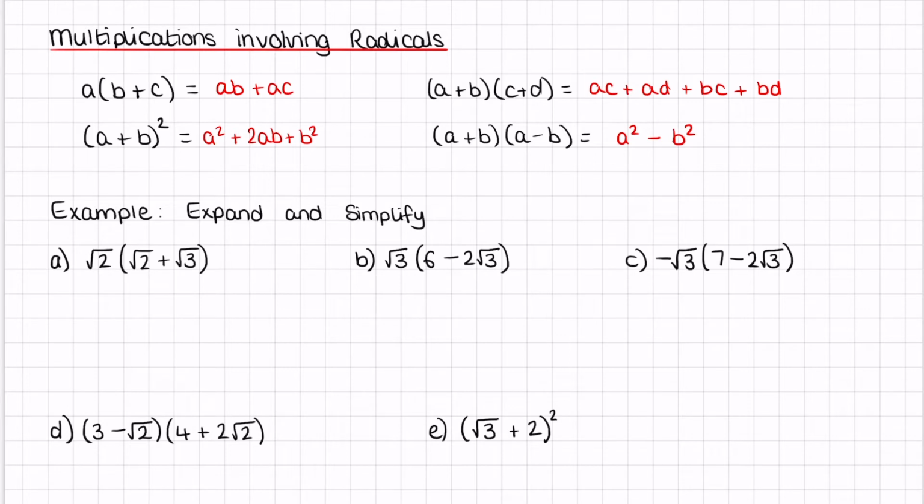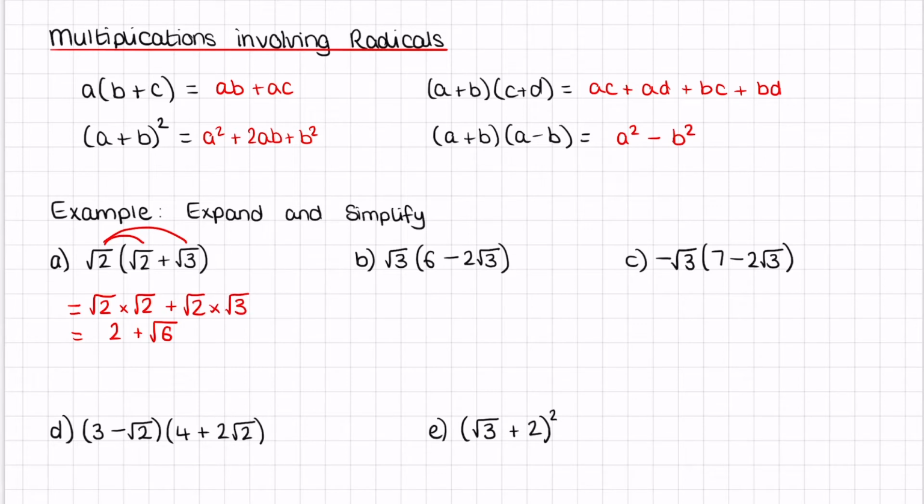So the first one, we've got root 2 multiplied by root 2 plus root 3. The expansion works the same as it has done previously, so you have root 2 times root 2 plus root 2 times root 3, and then we can just simplify that. So remember, root 2 times root 2 is just 2, and root 2 times root 3 is root 6.